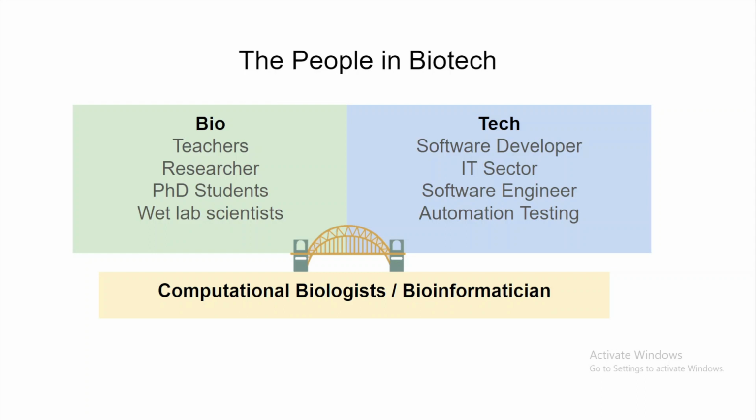In the tech part, we have to develop the pipeline, build the infrastructure, and do the automation testing. So we have different roles, for example software developer, IT sector, software engineer, and automation testing. You may ask me in which category I am playing a role. The computational biologist acts like a bridge. They have the knowledge of both biology and a tech background. They have to cover both the bio knowledge and the tech part. This is the beauty of computational biologists, because they have knowledge of both domains.